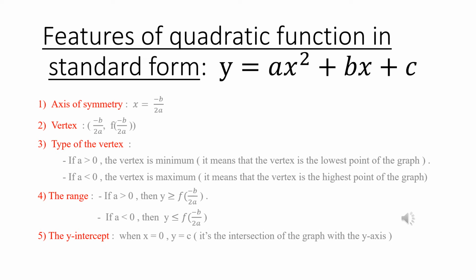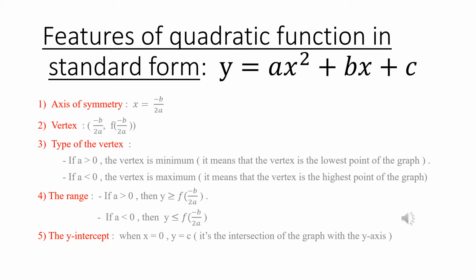What are the features of a quadratic function in standard form? The features or characteristics of a quadratic function in standard form are the axis of symmetry, which is the vertical line of equation x equals minus b over 2a, and the vertex of coordinates x equals minus b over 2a, the same value of x as the axis of symmetry, since the vertex is always a point on the axis of symmetry, and with ordinate y equals f of minus b over 2a.